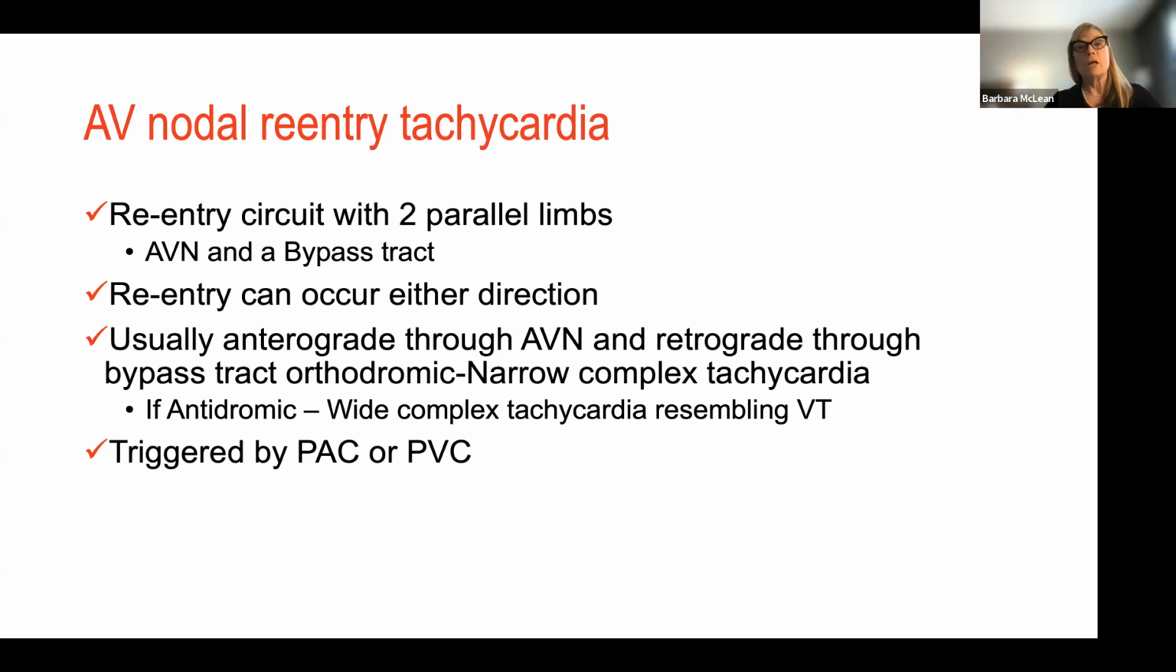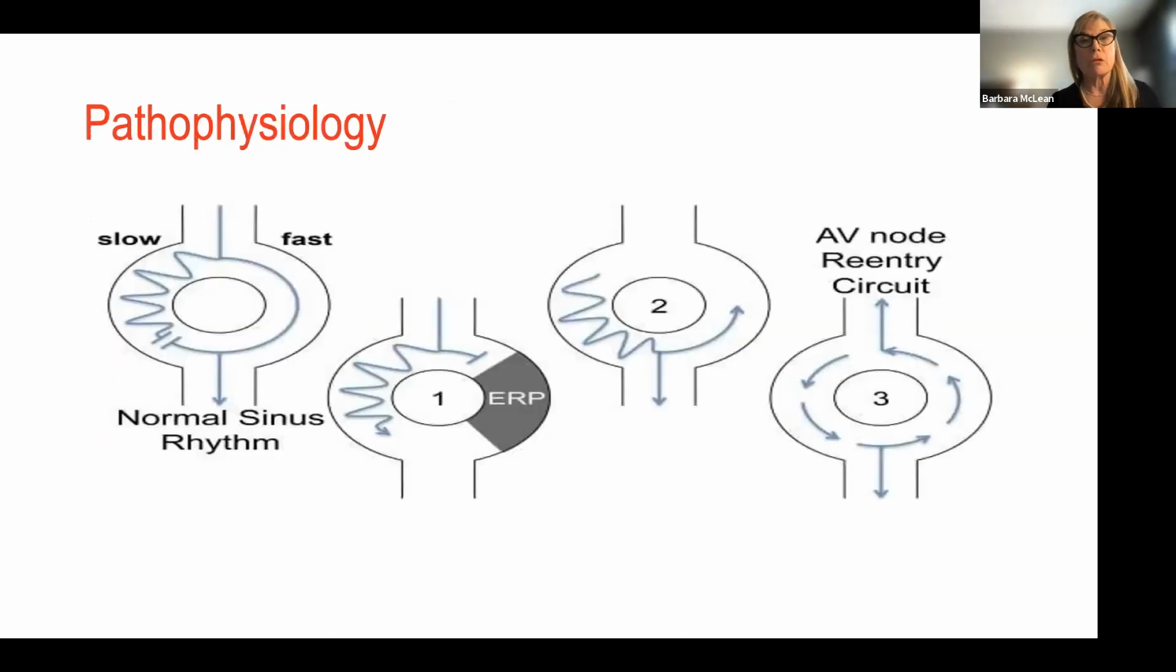Now, remember, as you move antegrade, you're moving from atria to ventricle, and as you move retrograde, you usually do that through a bypass tract. That's also called orthodromic narrow complex tachycardia. So if it's antidromic, that means that you have a wide complex tachycardia that looks like VT. But remember, if you treat this like it's VT, other than cardioversion, you may cause very significant and profound deterioration.